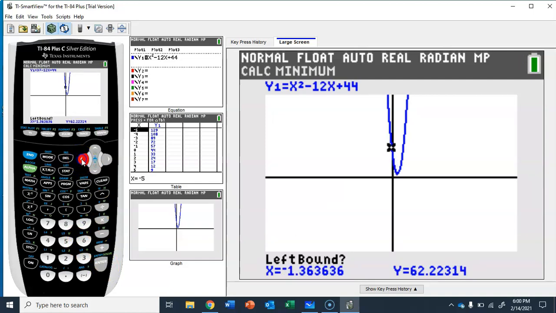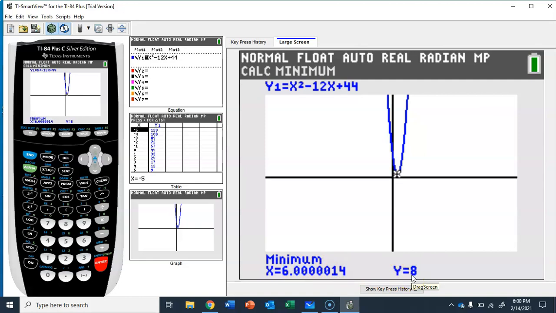So I'm going to go to the left side, hit enter. Go to the right side, hit enter. And then again, I'm going to just start to go as close to the vertex as I can. That looks like the minimum. Hit enter. And there it gave it to me. So at 6,8, that is the vertex.